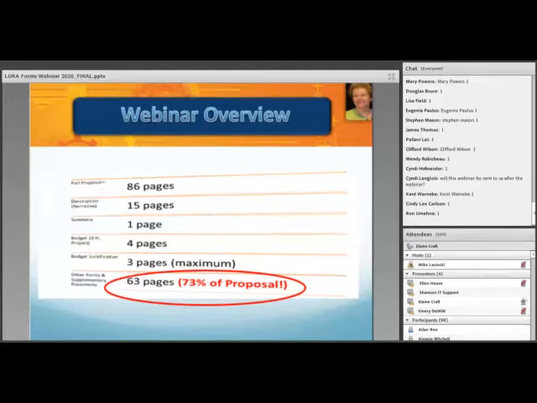As you can see, the majority of the overall proposal will be made up of forms and supplementary documents. This is no small amount of work, so get started on these forms right away. They take some time and need to be prepared thoughtfully.